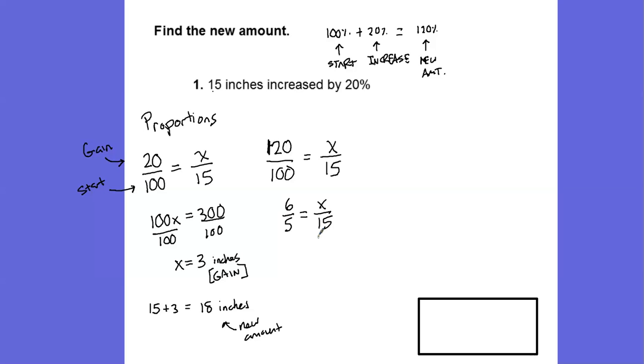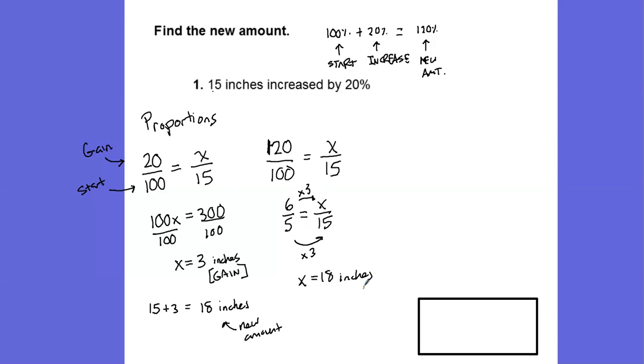6 over 5 equals how many out of 15? We'll see there's a nice easy relationship here: this is 3 times bigger and this is 3 times bigger. 6 times 3 would be 18. And notice that you get your final answer right away, 18 inches.